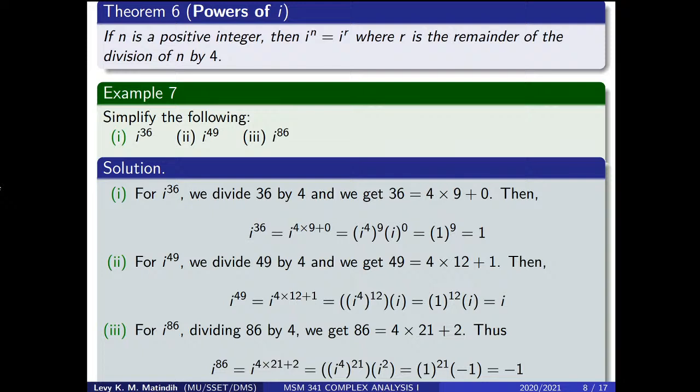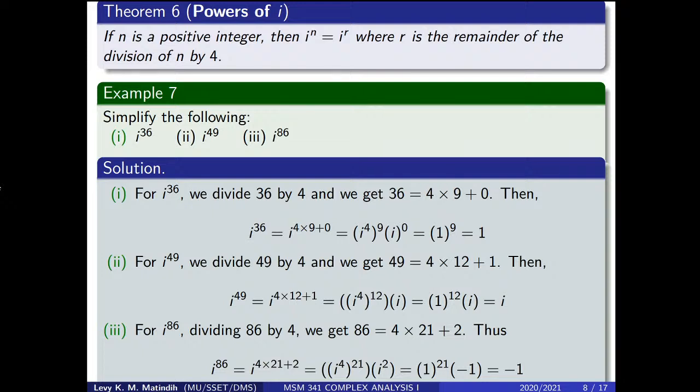So if you look at this, what this theorem is telling us is, no matter how big the power is, to find the value of i to that power, all you need to do is divide that power by 4 first, then find your remainder. When you get your remainder, i to the power of that number is the same as i to the power of the remainder that you found after dividing the power by 4. Let's look at these examples.